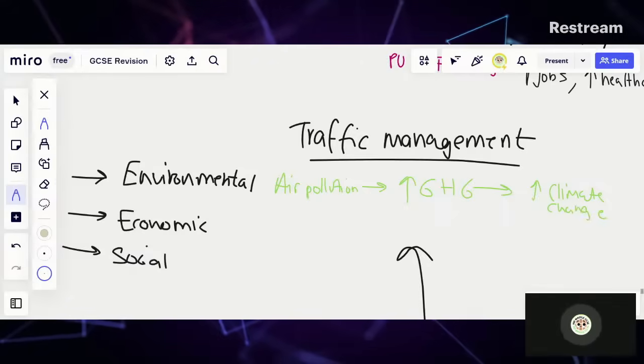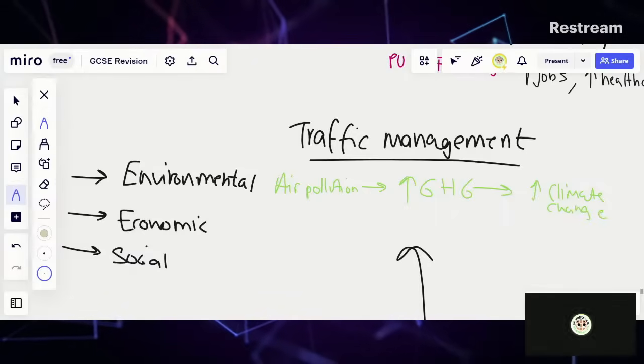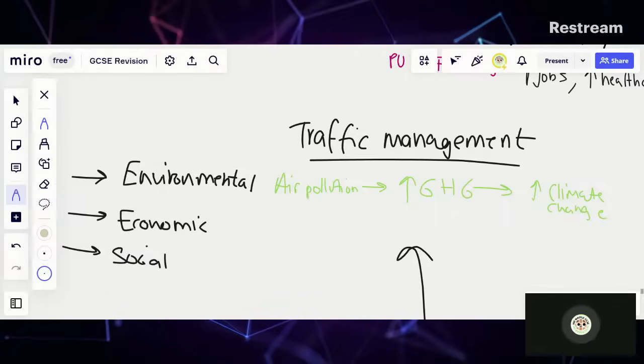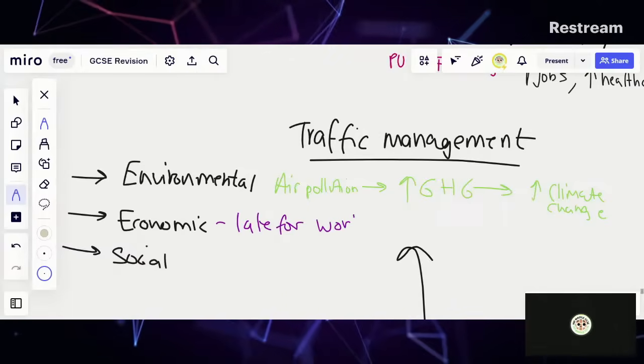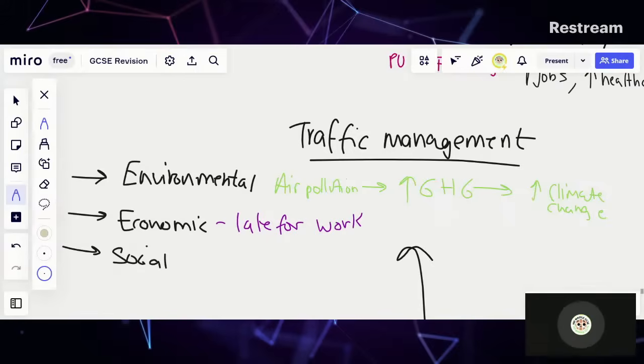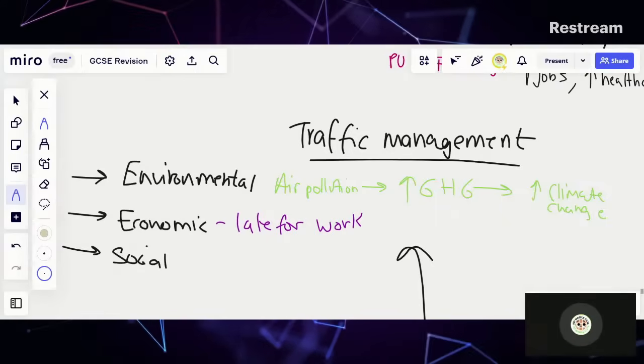In terms of economic issues and problems, congestion can actually make people late for work. And if they're late for work, that means that they are then delayed and it delays deliveries. It could then cause companies to lose money.